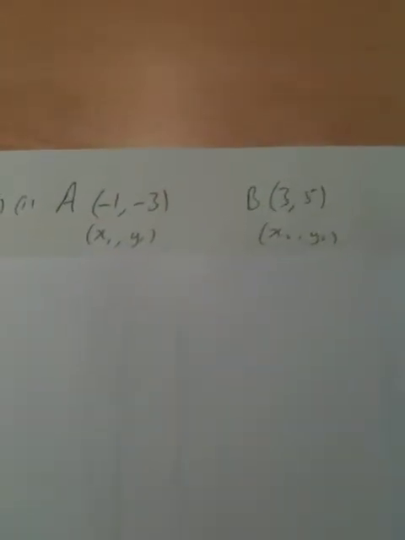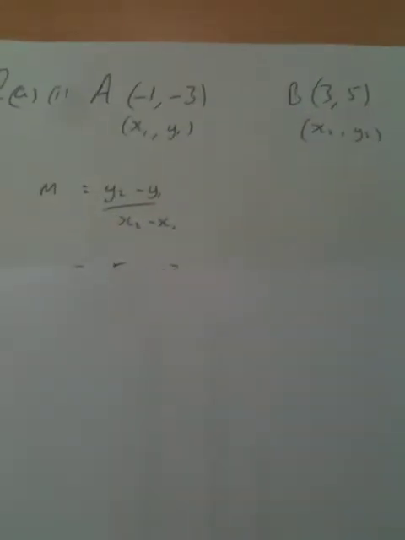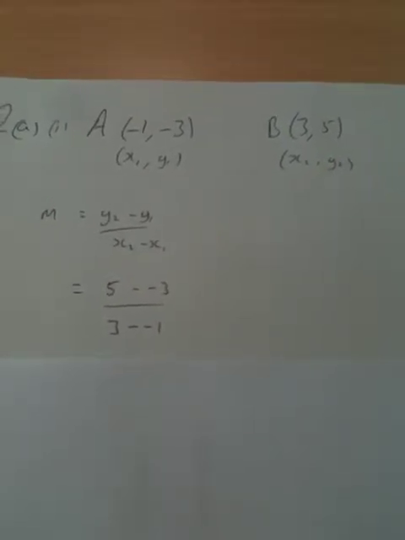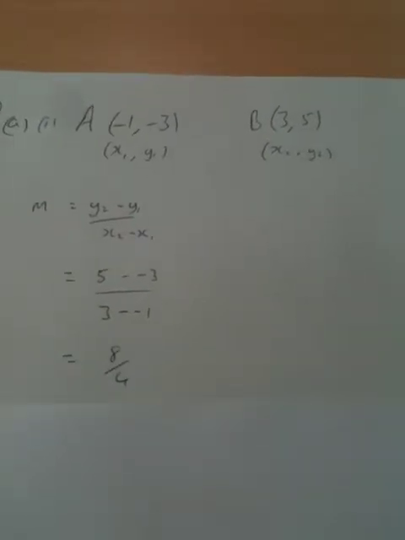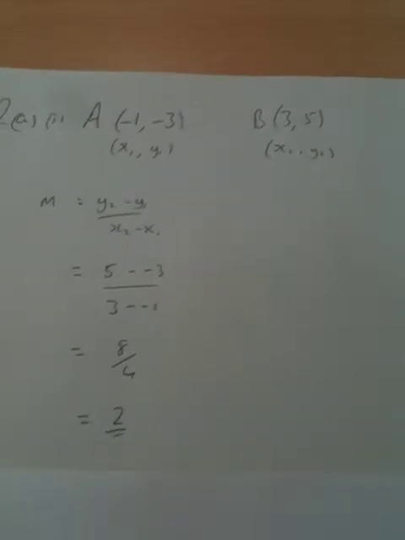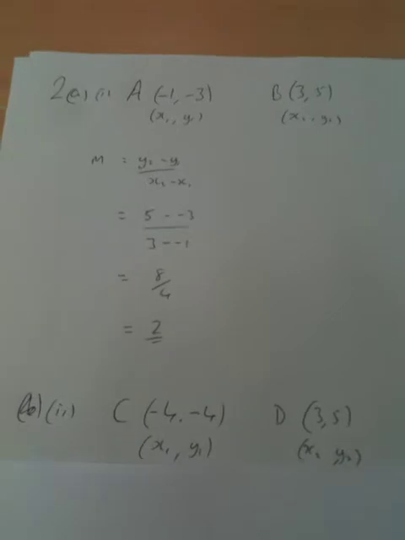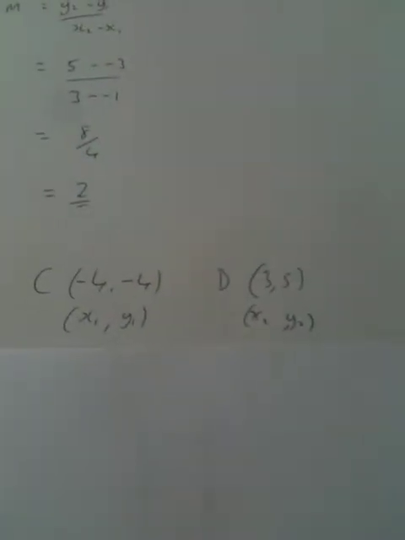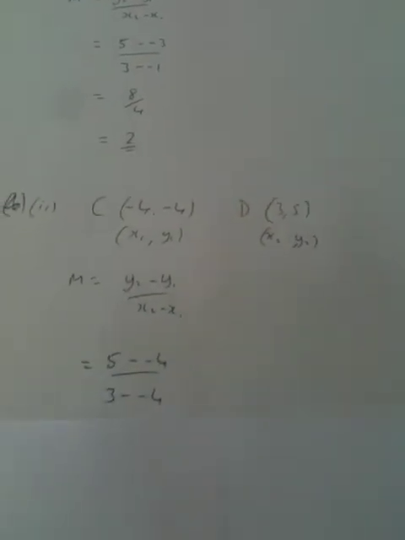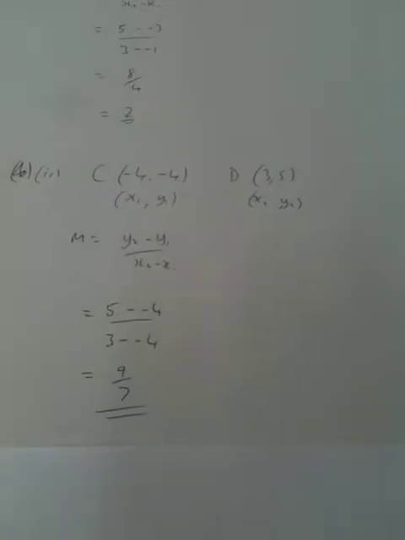Given 3 sets of coordinates, we're asked to find the gradient and also to say which of the lines are parallel. So again, x1, y1, x2, y2, write down the formula for the gradient, substitute in the values. Note it's 5 subtract negative 3 over 3 subtract negative 1, which comes to 8 over 4, because subtracting a negative results in a positive. 8 over 4 is 2. Part 2, again, same thing. We have the coordinates, x1, y1, x2, y2. Formula, substitute in, we get 9 over 7.